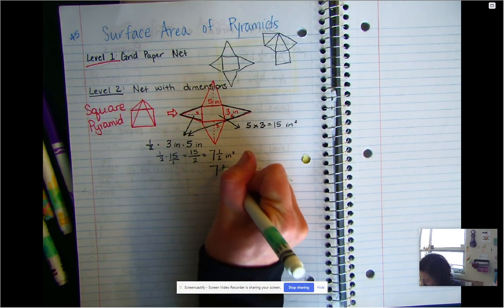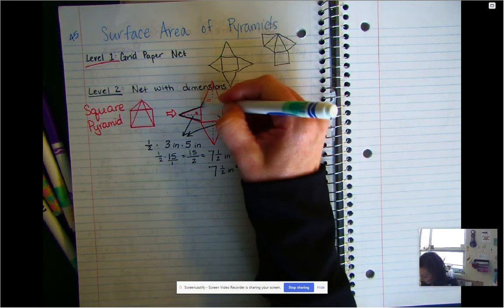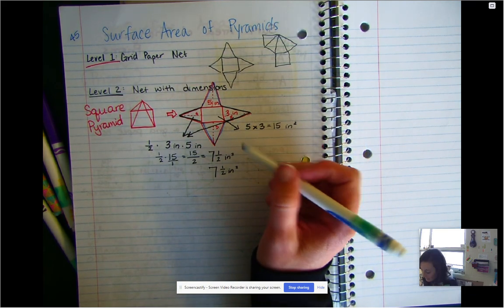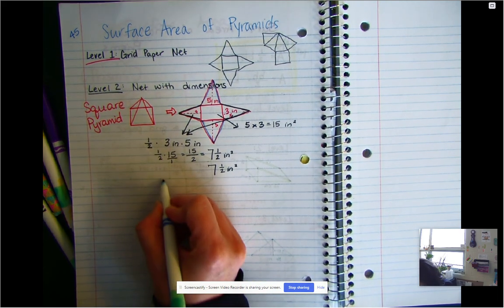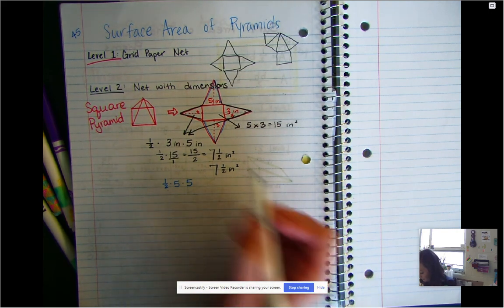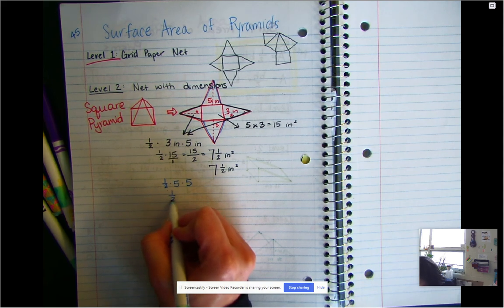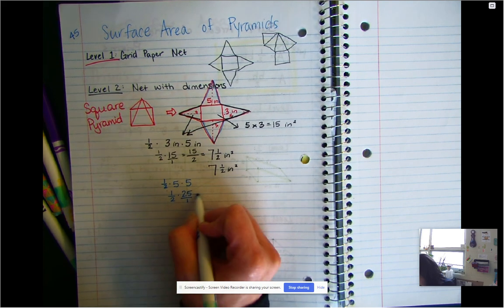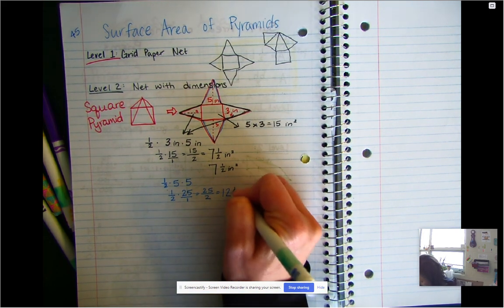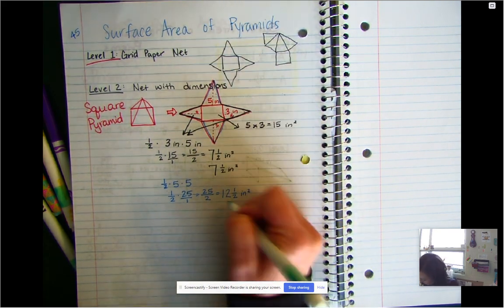So I have 2 flaps that are 7.5 inches squared each. Then I have these guys, which are also triangles, but they have a slightly different size because they have 5-inch bases times 5-inch heights. So when I do 1/2 times 5 times 5, I get 1/2 times 25, which I can put over 1. 25 over 2 reduces to 12.5 inches squared. And again, I have 2 of them. I have this one and that one.